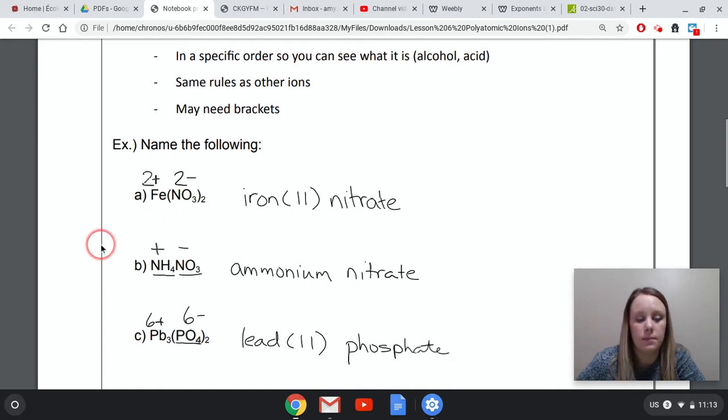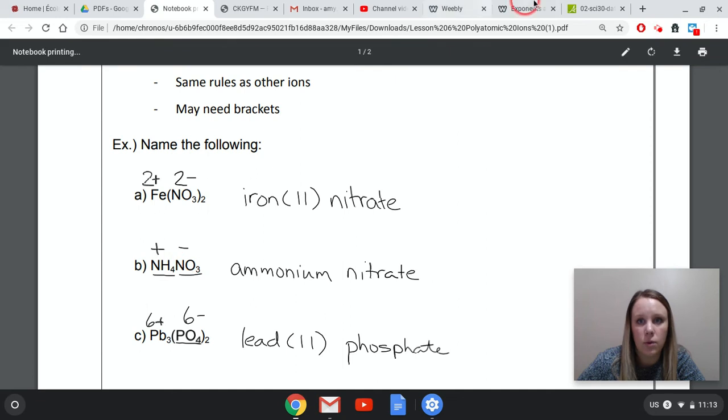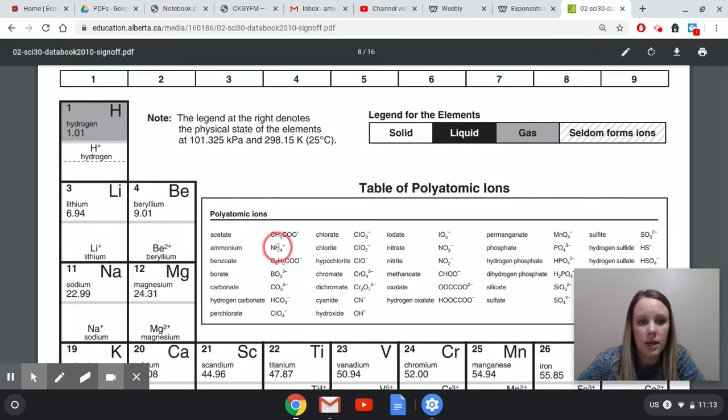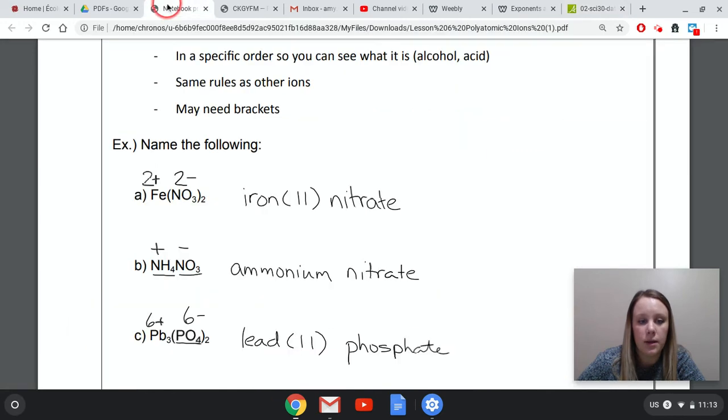Try the next one. These will take some practice before you start recognizing the groups of ions. So for me, I've done a lot of these before. I recognize NH4. I know that it's on my data booklet right here as ammonium. So above NH4, I'm going to write a +1.